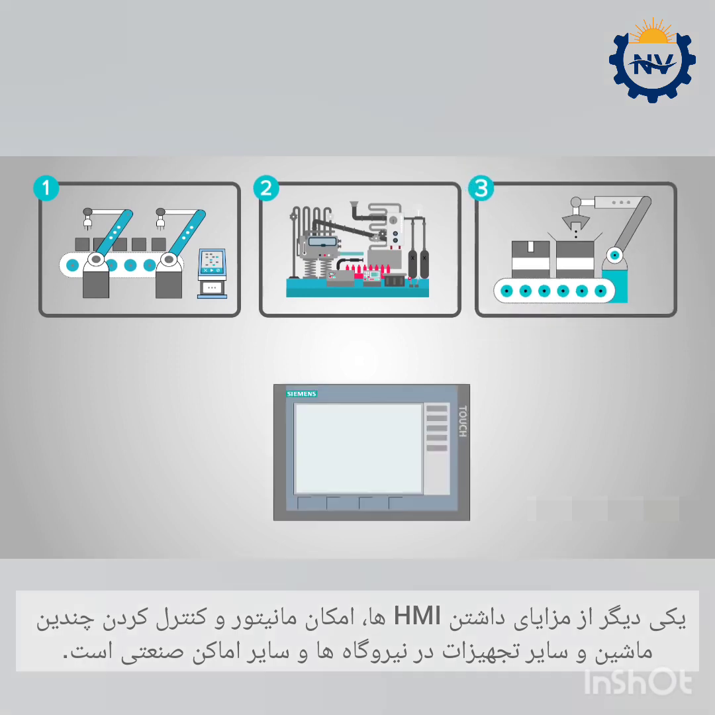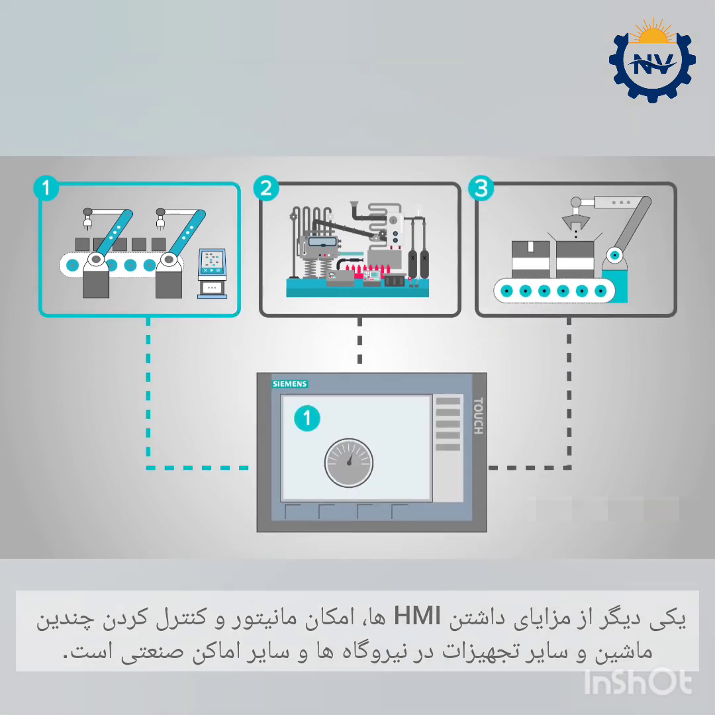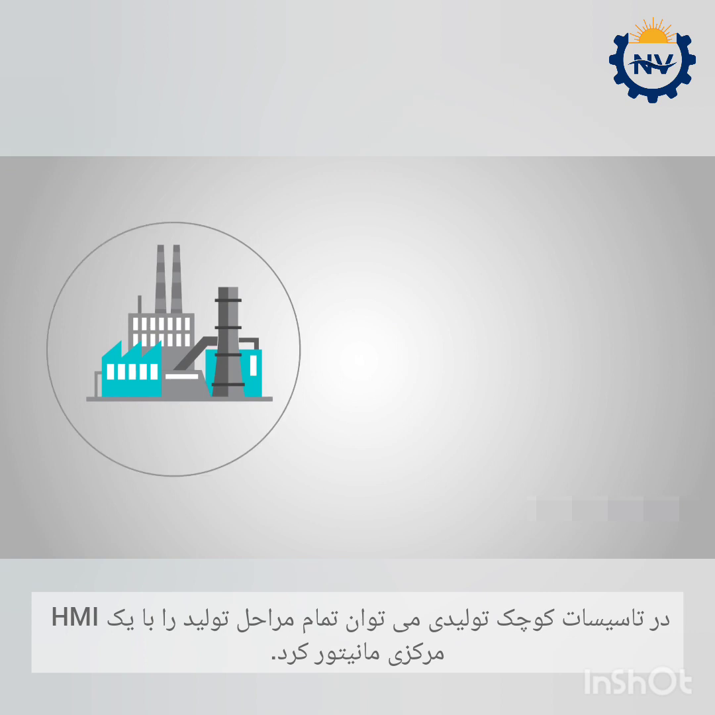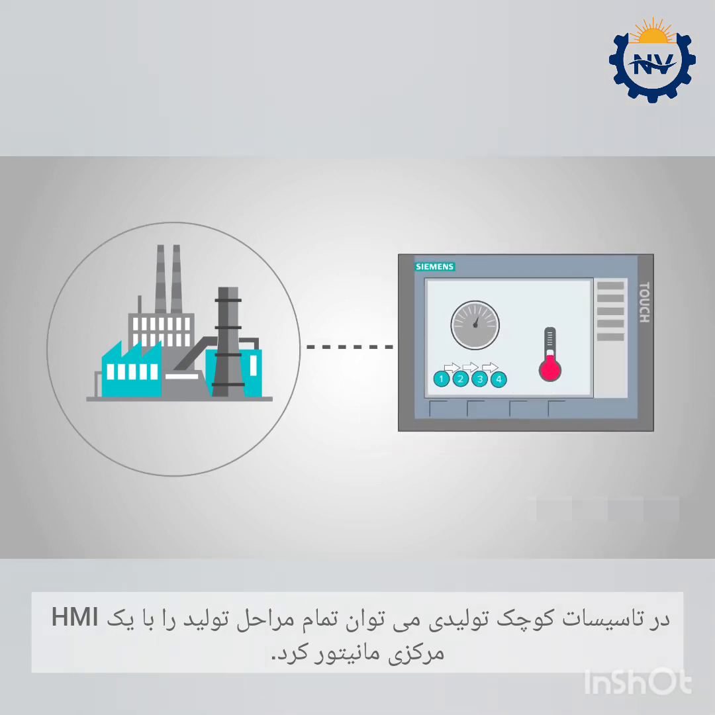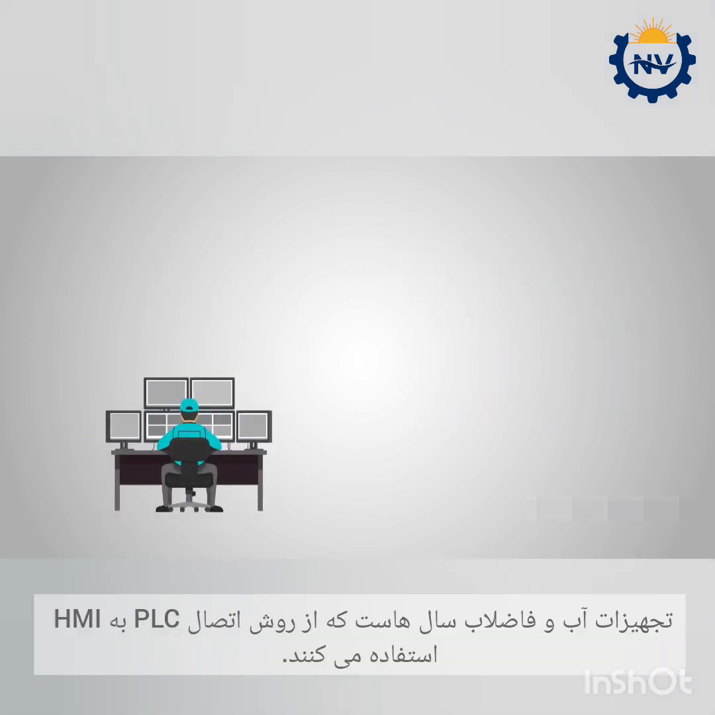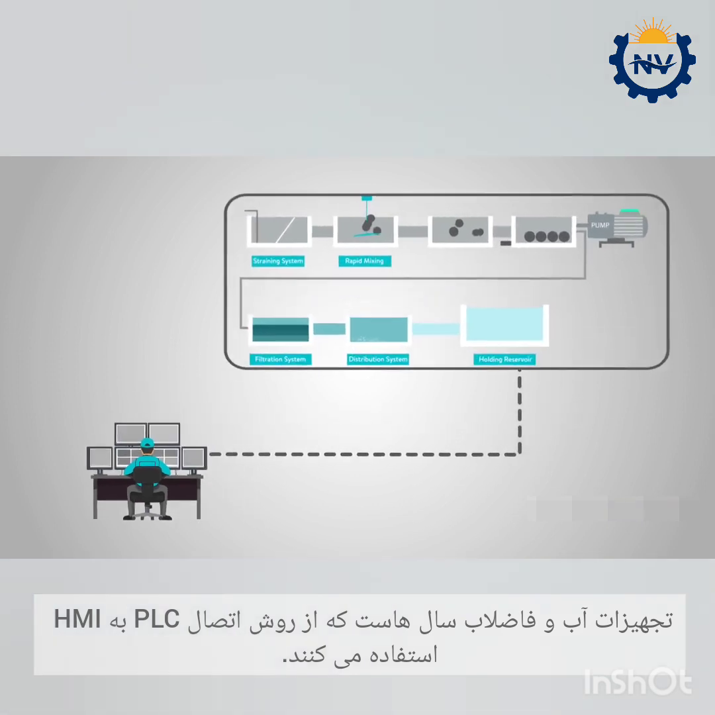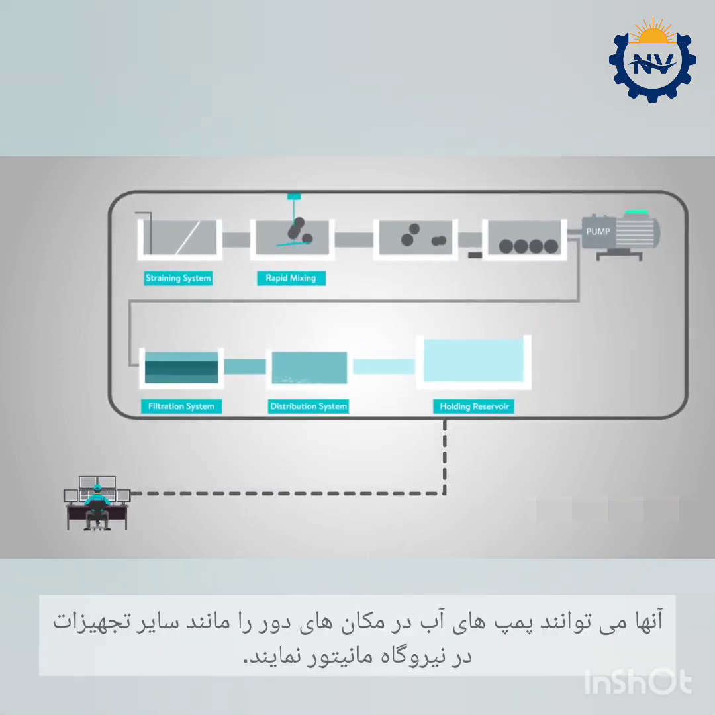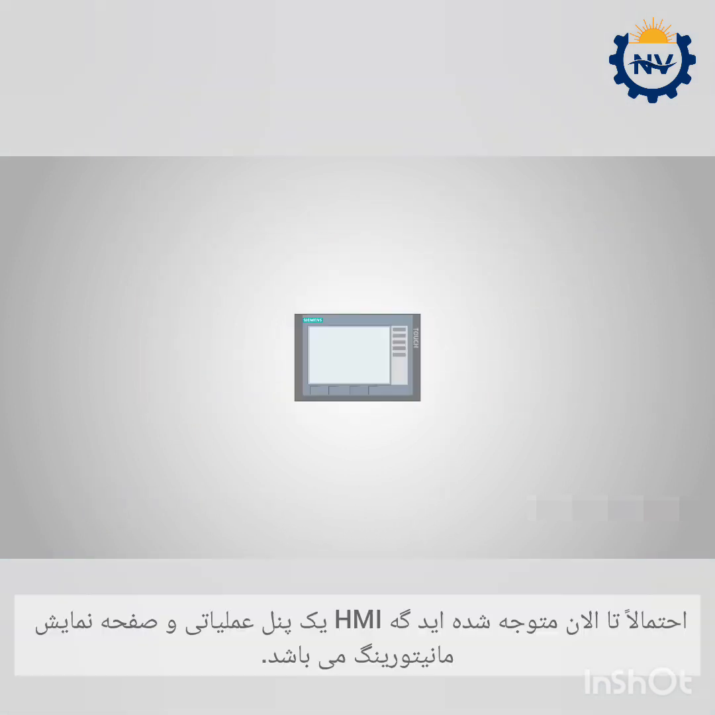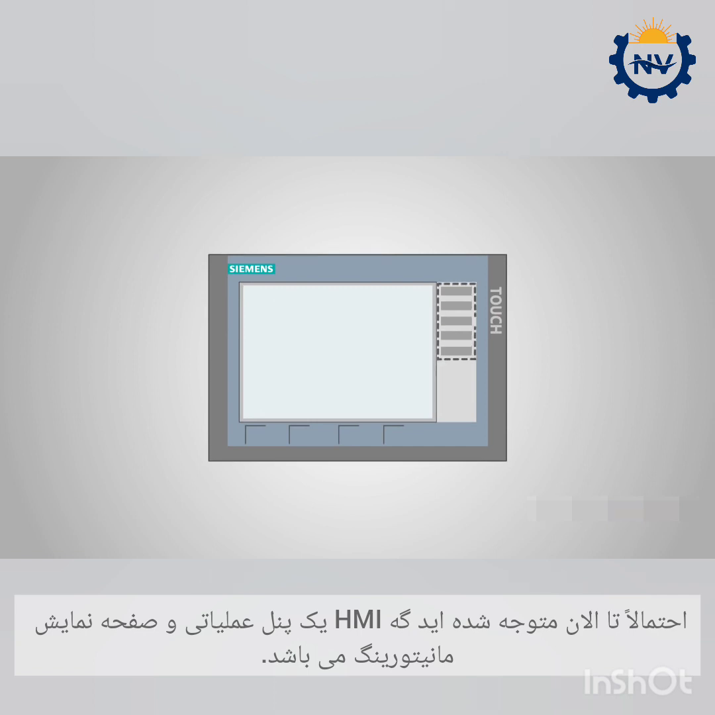Another benefit of having a modern HMI is the fact that plants and other industrial sites can monitor and control multiple machines or other equipment. A small manufacturing facility could even monitor the entire plant on one centrally located HMI. Water and wastewater facilities have utilized this for years by coupling an HMI with a PLC. They are able to monitor remote locations like water pumps, as well as equipment inside the plant. You probably get the idea now that an HMI is the operating panel and monitoring screen.